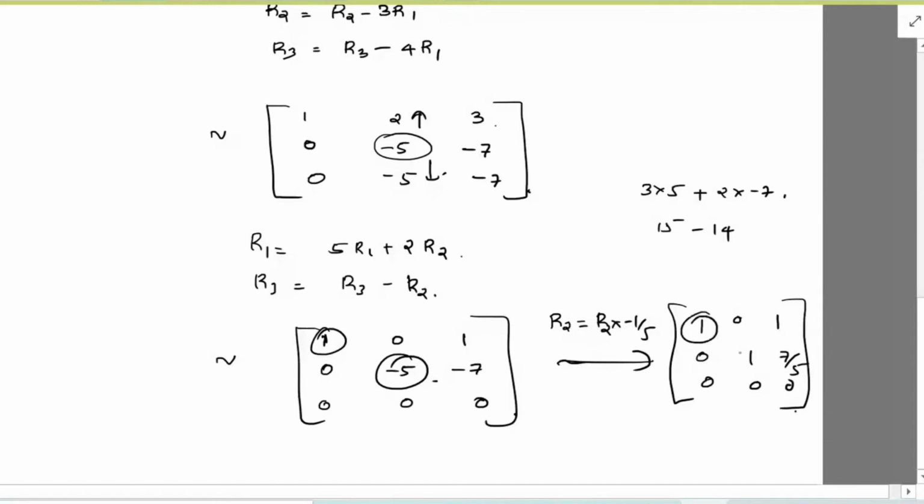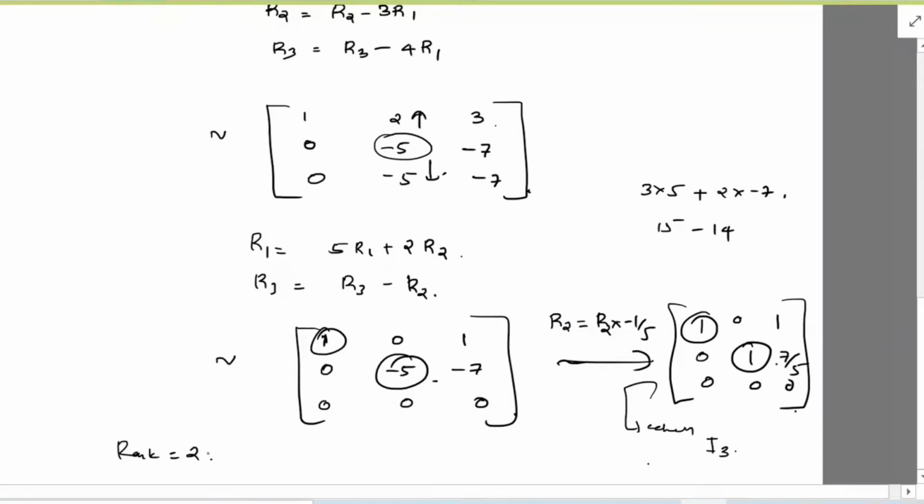You can see that the leading coefficients are 1, and there is no third leading coefficient. Only 2 leading coefficients are there, and the vertically up and down elements of those leading coefficients are 0. So this matrix is in reduced row echelon form, but it is not the identity matrix. Why is it not the identity matrix? Because the rank is 2.